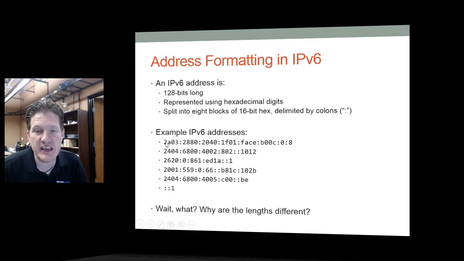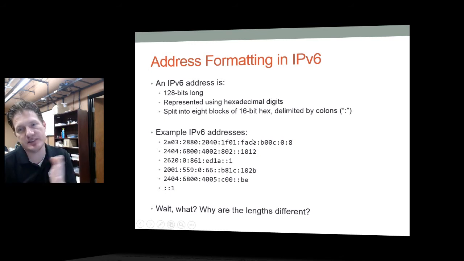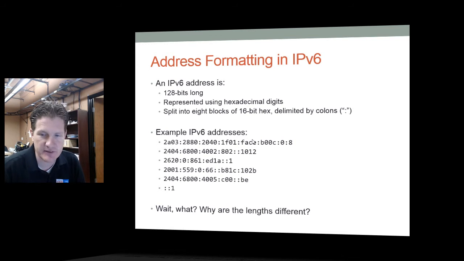2A03, basically each one of those characters represents 4 bits for a total of 16 bits. So each represents 4, 4, 4, 4 for a total of 16 bits. We separate each of these 16-bit blocks by a colon. And so we basically have 8 of those. So you have 8 16-bit hex blocks in the IP version 6 address.